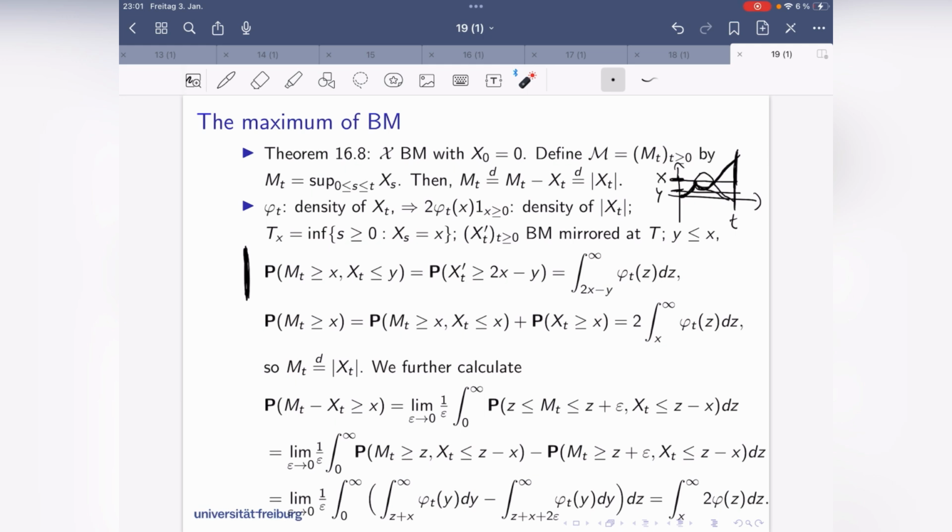And now, again, I can use this equality, what we had before. We only have to be careful because here is a z where there was an x, and here's a z minus x where there was a y. And the lower bound here is twice x minus y. So I have here twice z minus z minus x, so z plus x. So that's this thing here. And similarly, I have twice z plus epsilon minus z plus x. So I have z plus x plus 2 epsilon, phi_t of y dy. And again, I'm integrating all this over dz.